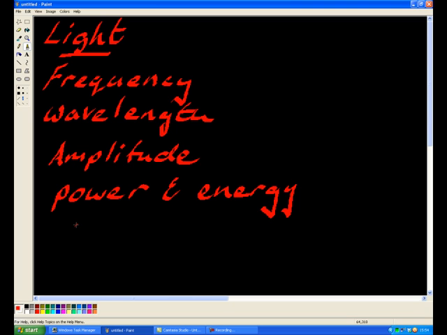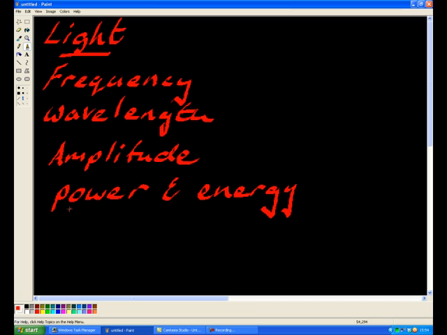And when we're talking about the different units, we may be talking about the frequency of the light, the wavelength of the light, the amplitude of the light wave, and also the power and the energy. So we need to look at all these things together and roughly get an idea of how they're related to each other, because they are actually related to each other.